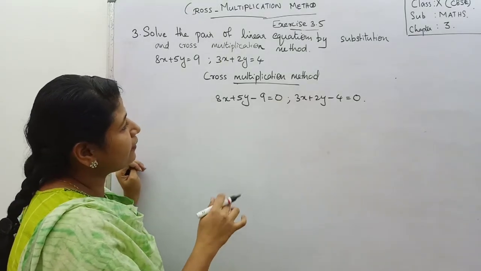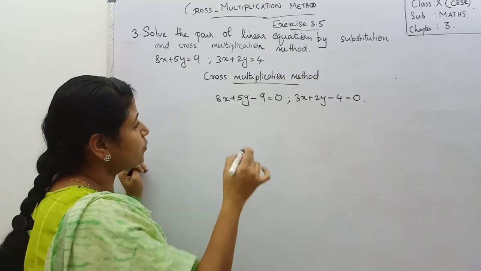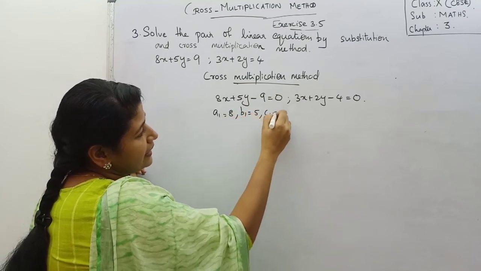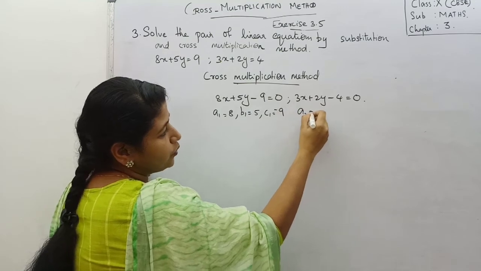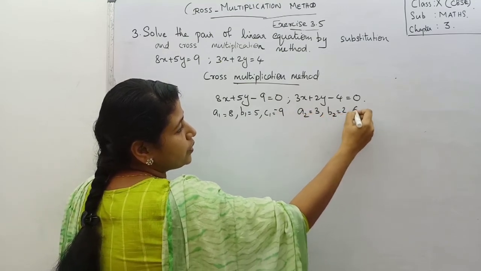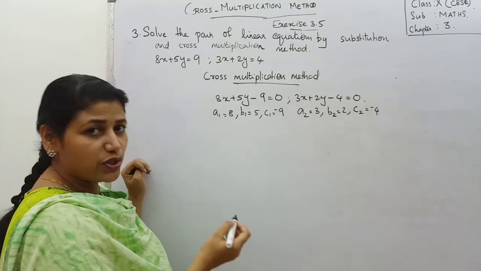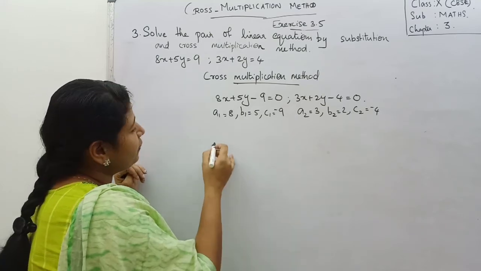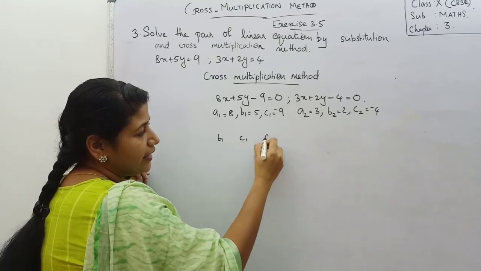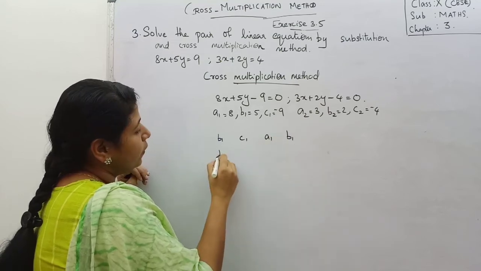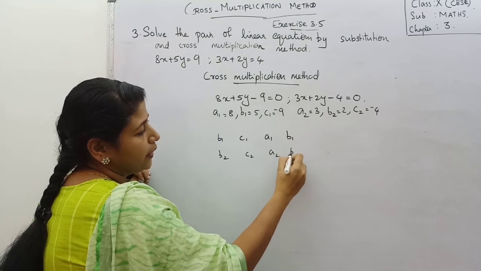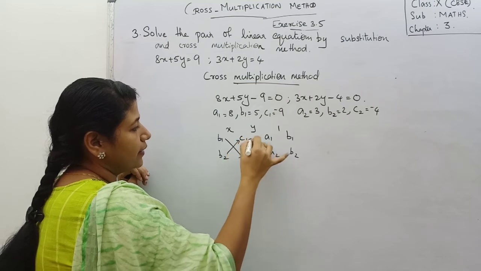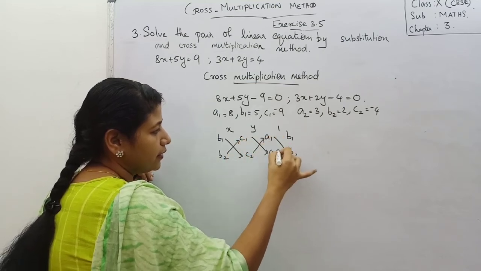Now we can find the values of a1, b1, c1 and a2, b2, c2. So here a1 is the coefficient of x, which is 8, b1 is 5 and c1 is negative 9. What about a2? a2 is 3, b2 is 2, c2 is negative 4. And we have studied the formula to find out, isn't it? Or the easy method or the formula, whatever you wish you can write. We can write b1, c1, a1 and b1. What about b2, c2, a2 and b2? Here you have to write x, here y, here 1. Then cross multiply. This is the cross multiplication method.